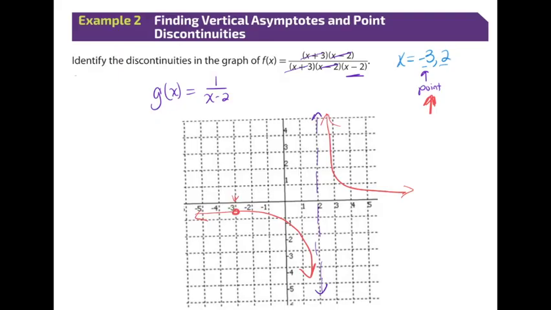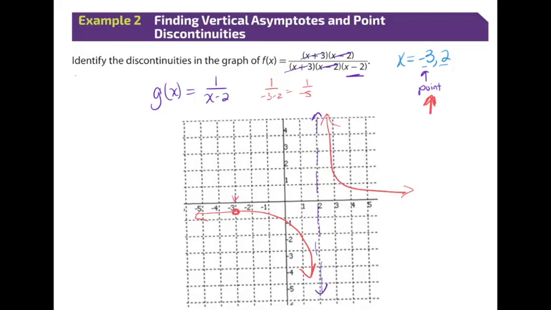And you can actually figure out exactly where that hole is by plugging in the -3. So I could plug in my -3: 1 over -3 minus 2, which is 1 over -5. So somewhere around -1/5 would be the y value of my hole. If I were to graph that perfectly, it would be at (-3, -1/5). That's where my hole would appear.